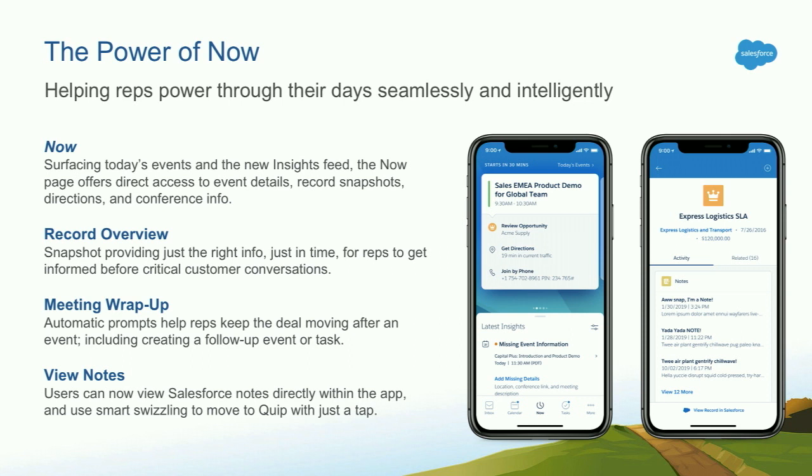The record overview page is also a new page that we're really excited about, aimed at getting reps just the right snapshot of CRM context before that critical customer conversation. And so here we're pulling in activity timeline information, notes, and also related records. After a meeting is done, directly after an event, users will now see a fantastic productivity boost we like to call the meeting wrap-up insight. They'll see that both inside the insight feed on the Now page as well as in event details. And this is all about taking care of those actions right after an event is done so that they don't linger on your to-do list, allowing reps to create a follow-up event or even a task.